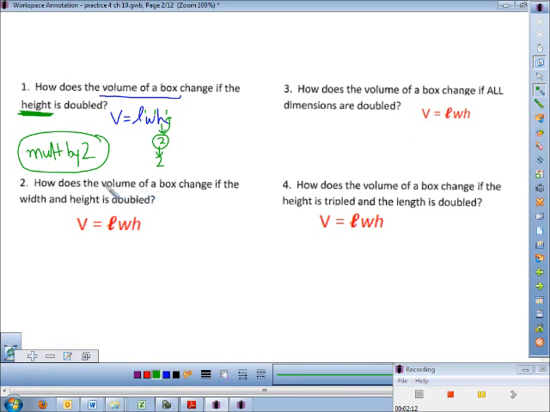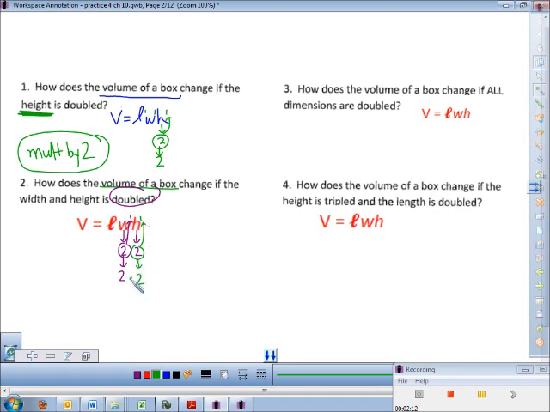Number 2 says, how does the volume of a box change if the width and the height are doubled? So they affected a couple dimensions. First they affected the width, so I'm going to put a 2 down there because they doubled it. That means they're going to take the width times 2. And they also did that to the height. Now what I have to do is take this number and raise it to the same power that that variable is being raised to. 2 is being raised to the first power, so what's going to shoot out of there is a 2. And same thing here, this 2 is being raised to the first power, so what's going to shoot out of there is a 2.